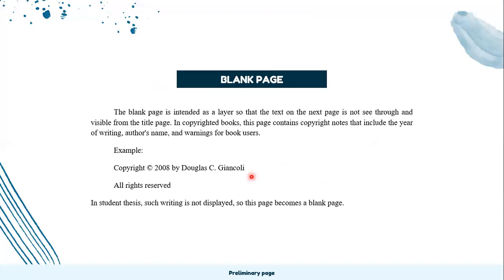the next part is blank page. The blank page is intended as a layer so the text on the next page is not see-through and visible from the title page. In copyright books, this page contains copyright notes that include the year of writing, author's name, and warnings for book users. This is the example. In student thesis, such writing is not displayed, so this page becomes a blank page.